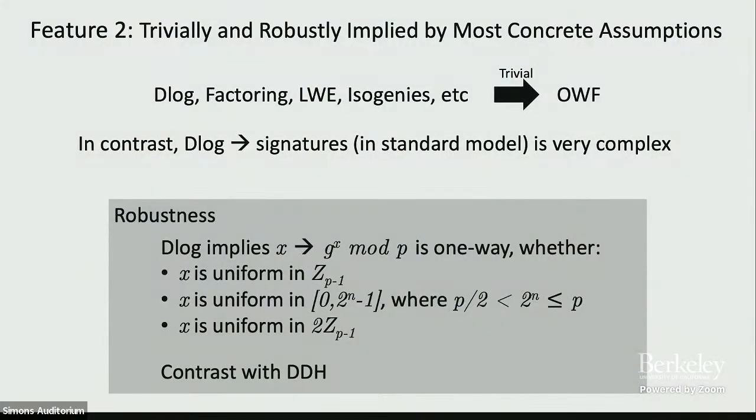Okay, so closely related is when we're actually going to not just instantiate from other general crypto assumptions, but when we actually want to instantiate from concrete assumptions. Again, we want it to be trivially implied by most concrete assumptions. And it's trivial that discrete log, factoring, learning with errors, isogenies, like almost any crypto assumption that you might want to use, trivially implies one-way functions. It actually implies one-way functions, not having to go through distributional one-way functions or anything like that.